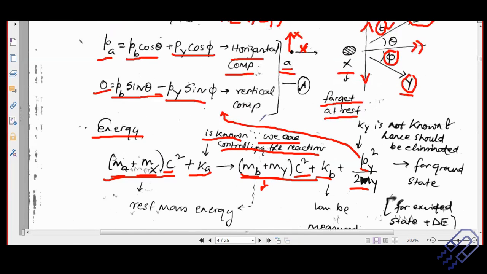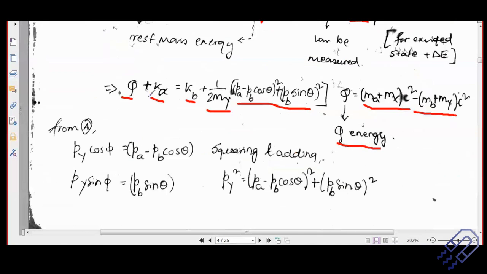How? You see this, Py sin phi is equal to Pb sin theta. Okay. See, Y is something which I don't know, about the target. So I'm going to find out what is happening to B and not to Y. So Py sin phi is equal to Pb sin theta. And here also we can write Py cos phi is equal to Pa minus Pb cos theta. So if we do that, what we have is this: Py cos phi is equal to Pa minus Pb cos theta, and Py sin phi is equal to Pb sin theta. We can square and add both sides.